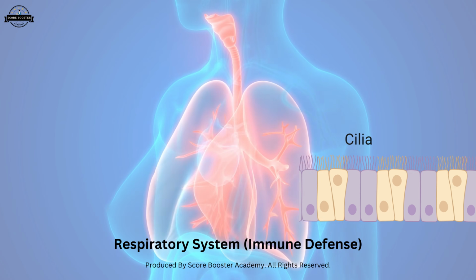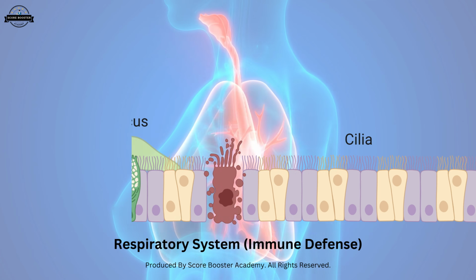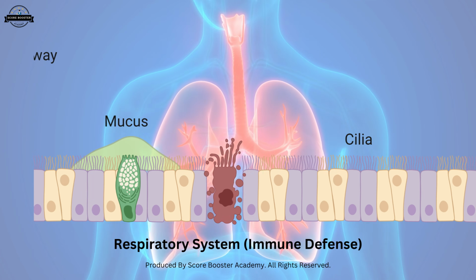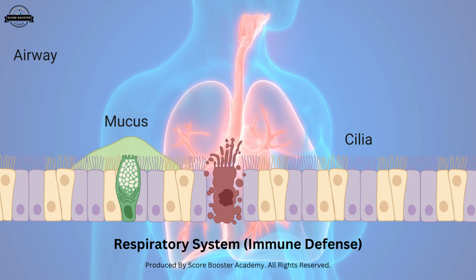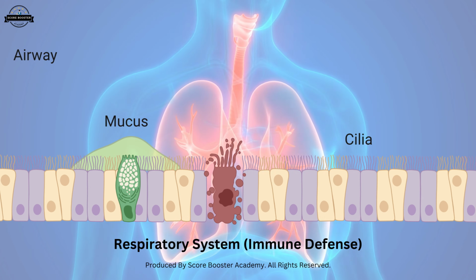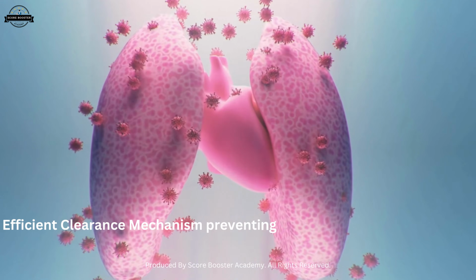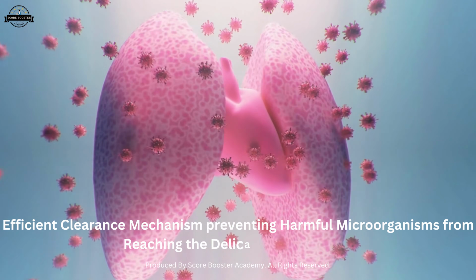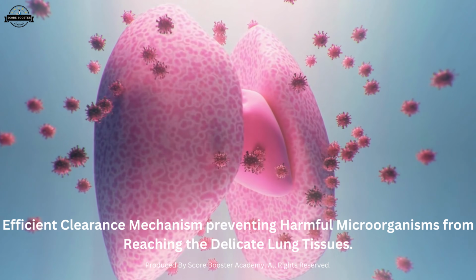Cilia, tiny hair-like structures lining the respiratory passages, move in coordinated waves, propelling mucus and trapped particles away from the lungs towards the throat. This efficient clearance mechanism prevents harmful microorganisms from reaching the delicate lung tissues.